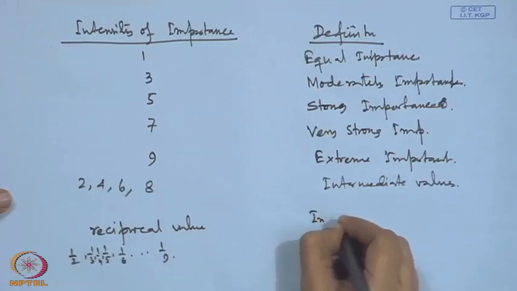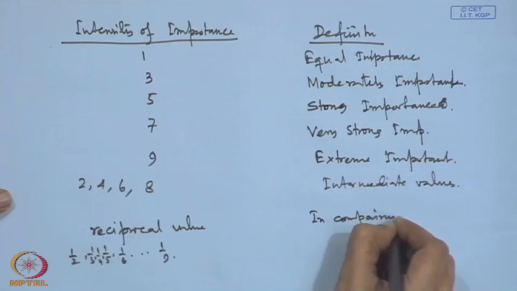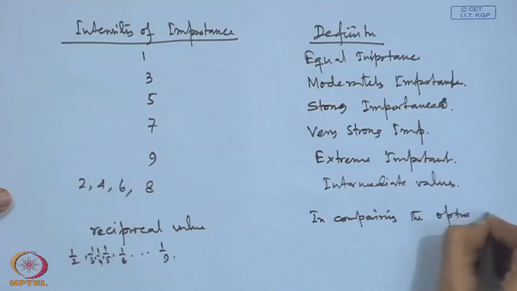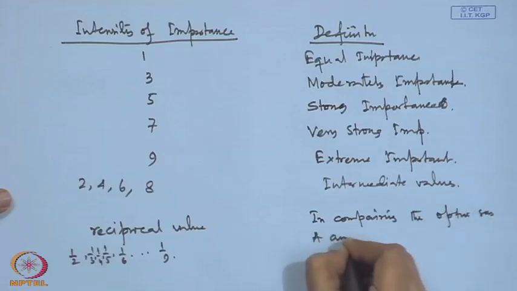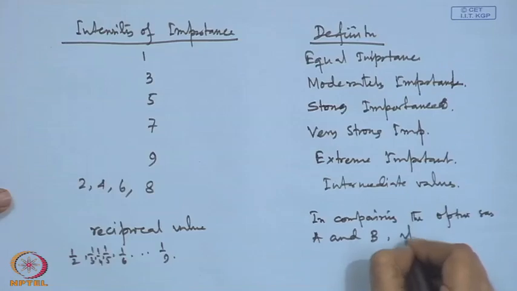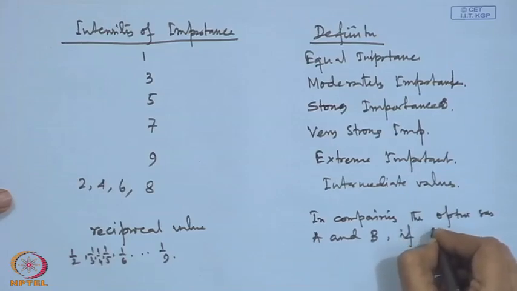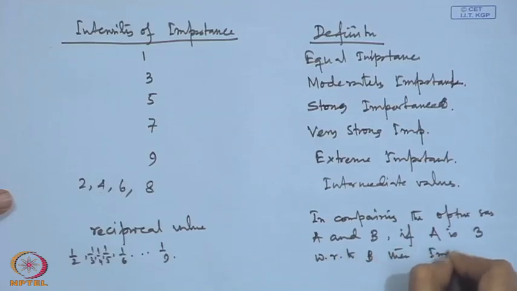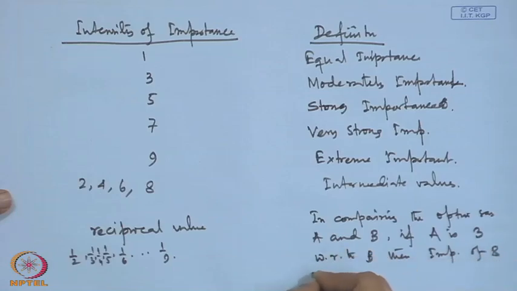In specific, we are defining the reciprocal values in this way, in comparing the options, say A and B, if the importance of A is 3 with respect to B, then the importance of B is 1 by 3 compared to A. That is the idea.